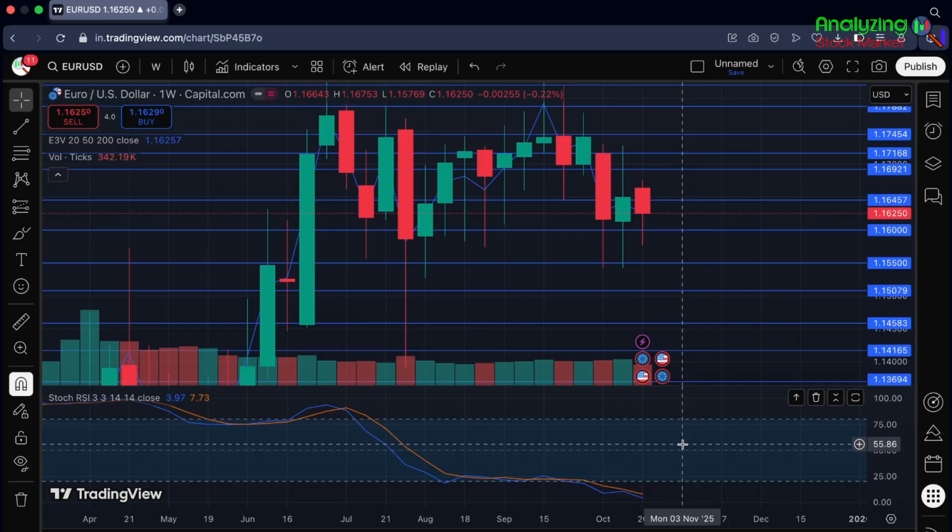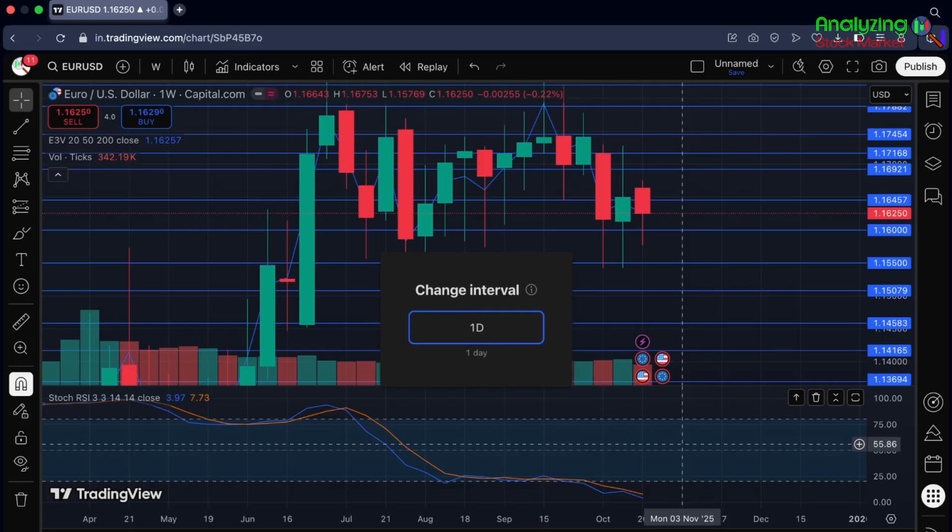So now let's mark some important support zones and resistance zones on a one-day chart. So let's open a one-day chart over here.